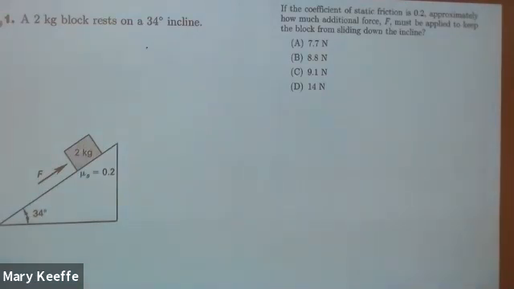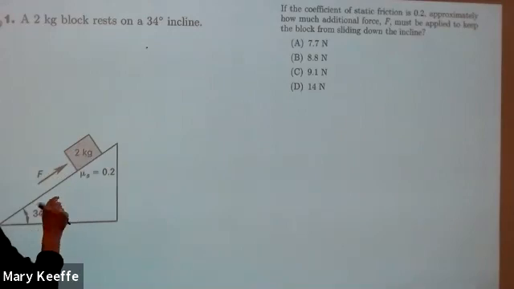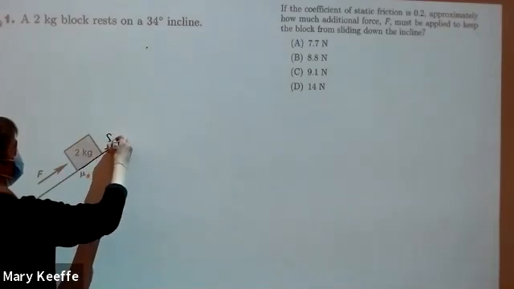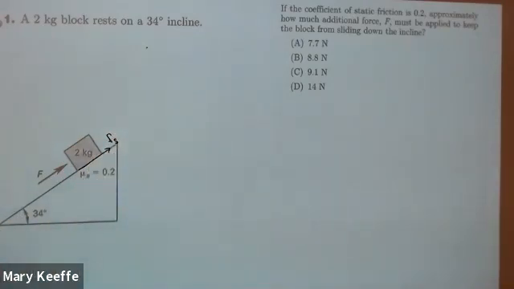So we have a block on the inclined plane. They give us the coefficient of static friction is 0.2. And they want to know approximately how much additional force F must be applied to keep the block from sliding down the incline. The first thing to think about is which direction is the friction force. This is keeping it just so it doesn't slide down, so you would be thinking impending motion, then the friction force is uphill. So the friction force is in this direction, and it is a static friction force.